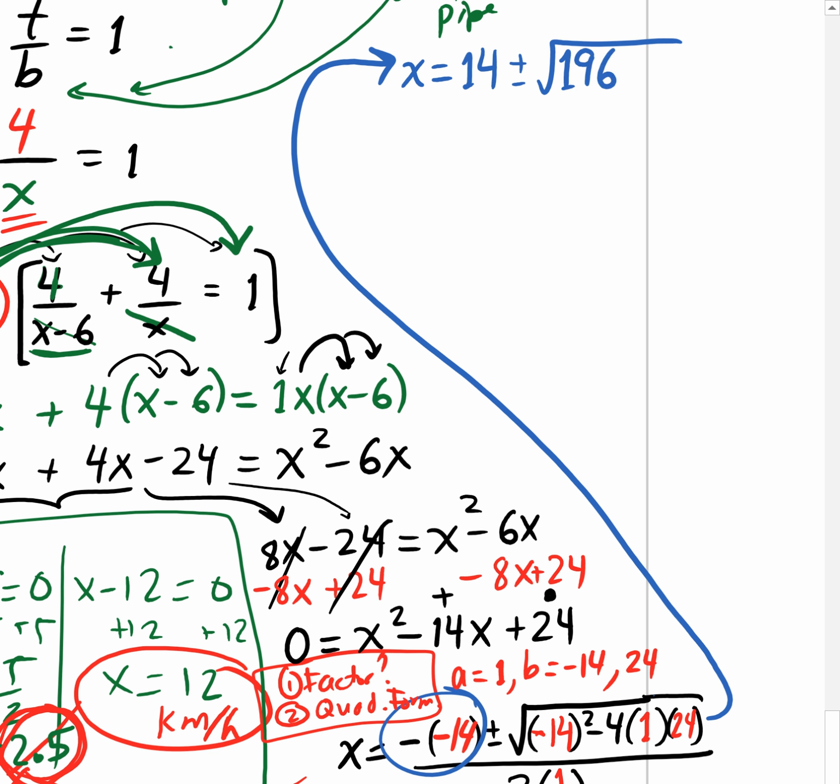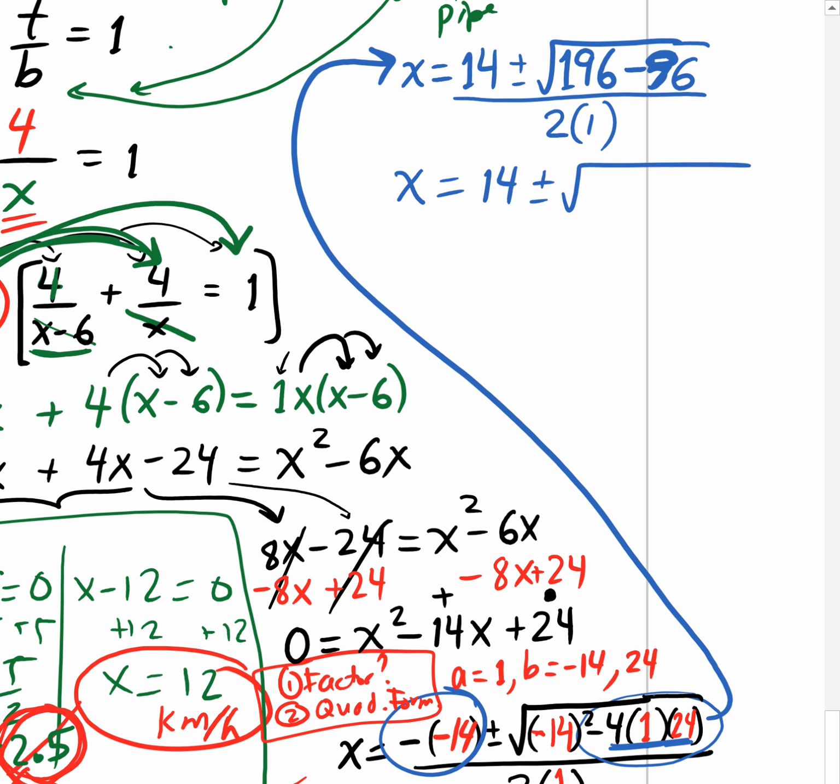And then we have negative 4 times 1, which is negative 4. Negative 4 times 24 is negative 56? Wait, no, that's not right. 96. There we go. Over 2 times a is 1. Alright, so you got 14 plus or minus the square root of 196 minus 96, which is 100.